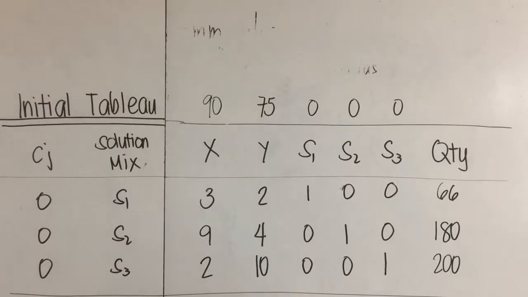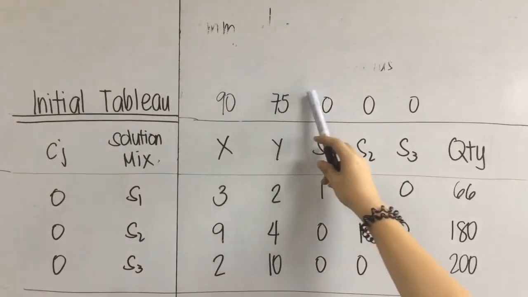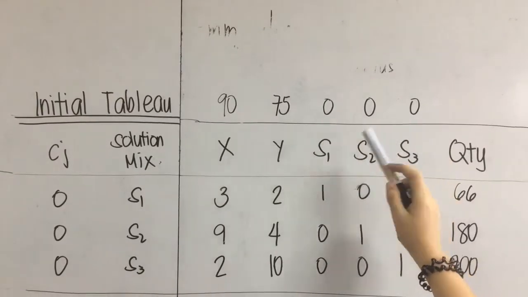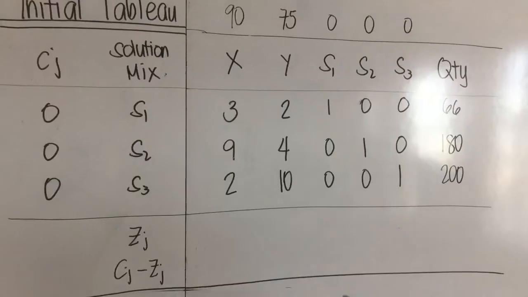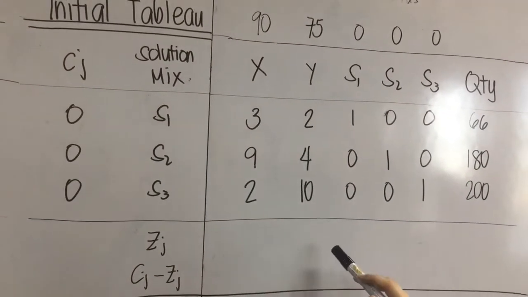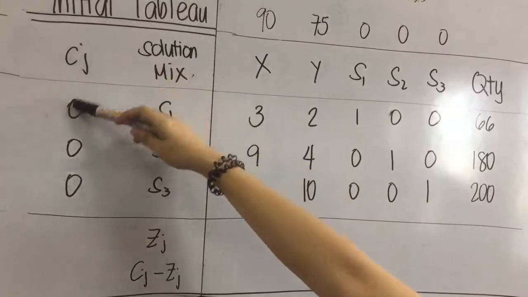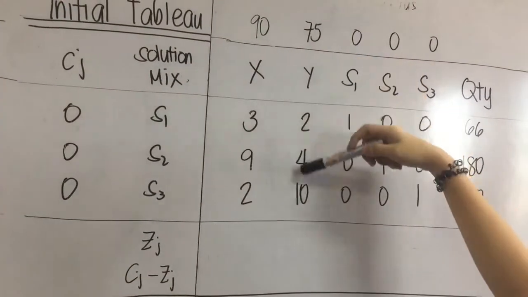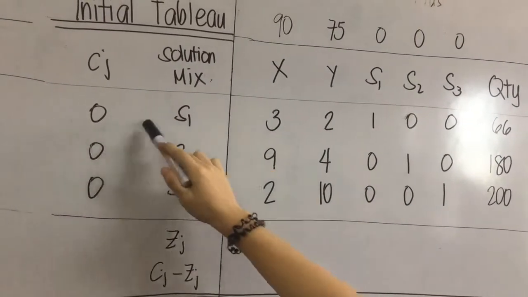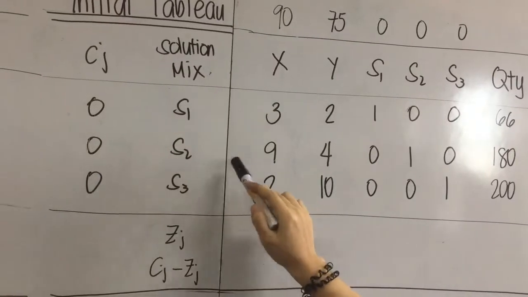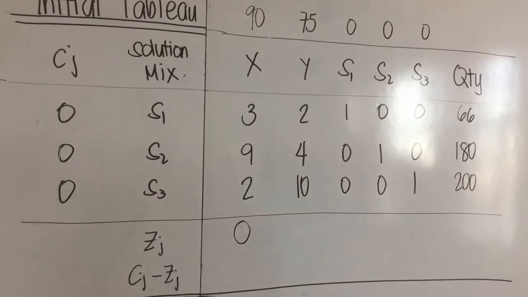In formulating the initial tableau, fill out all coefficients of the decision variables. The upper part has the coefficients of the objective function, and under the solution mix are the basic variables. We are now going to solve for the Zj values. The numbers in the Zj row are computed by multiplying the column on the far left of the tableau and the corresponding numbers in each other column. For example, here, 0 times 3 plus 0 times 9 plus 0 times 2 is equal to 0.